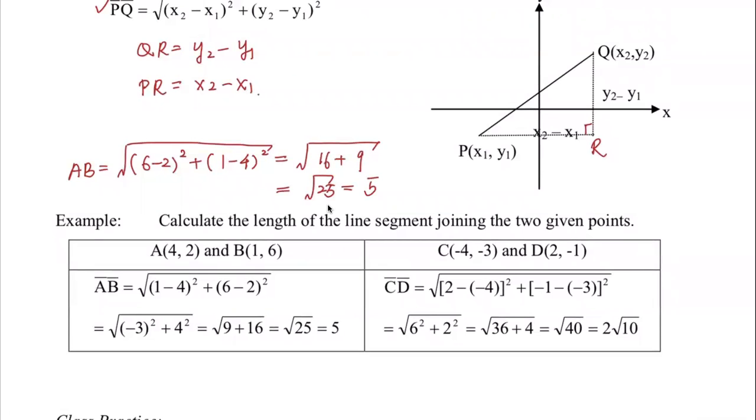Remember, technically the square root of a positive real number should have 2 answers, because both 5 and minus 5 squared can be 25. But here, because we're looking for the length of a line segment, it can only be positive. So here the answer can only be 5, not negative 5.